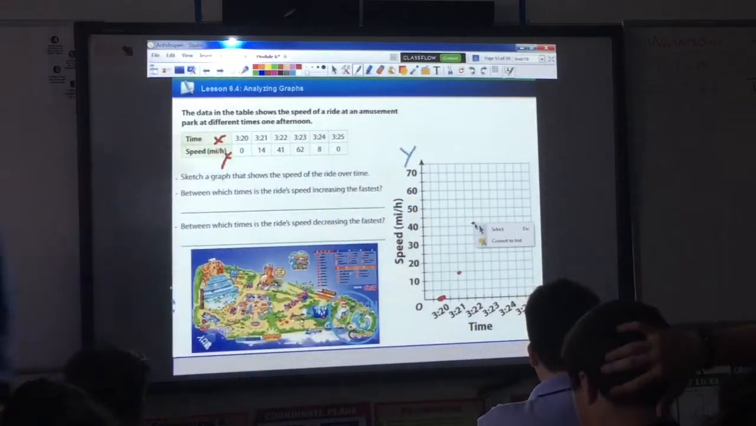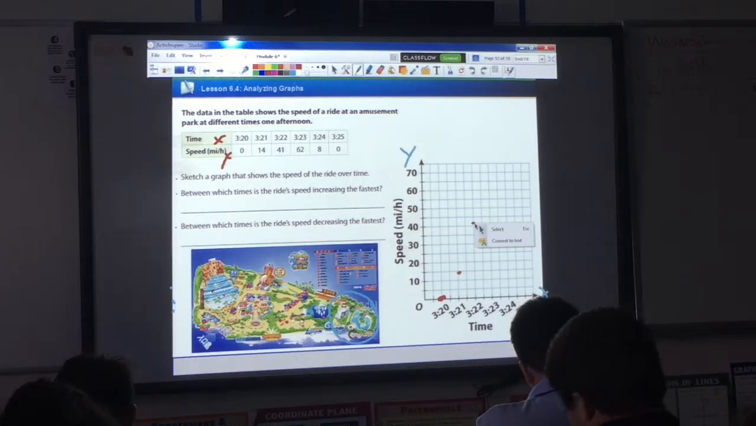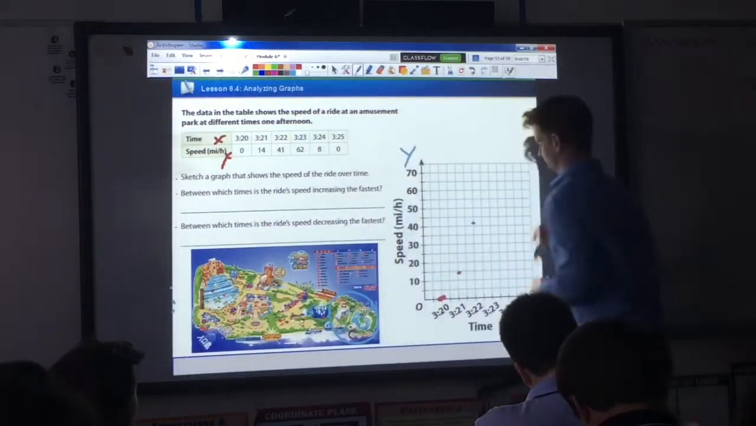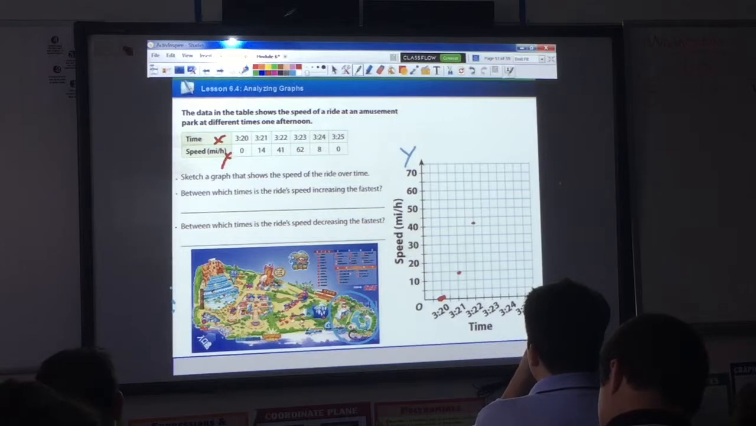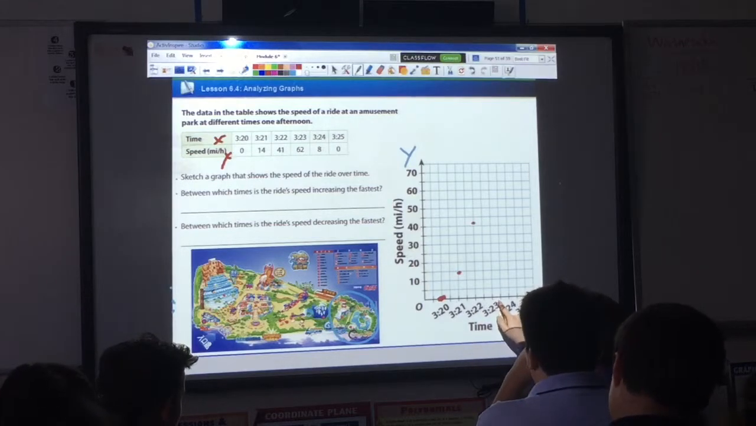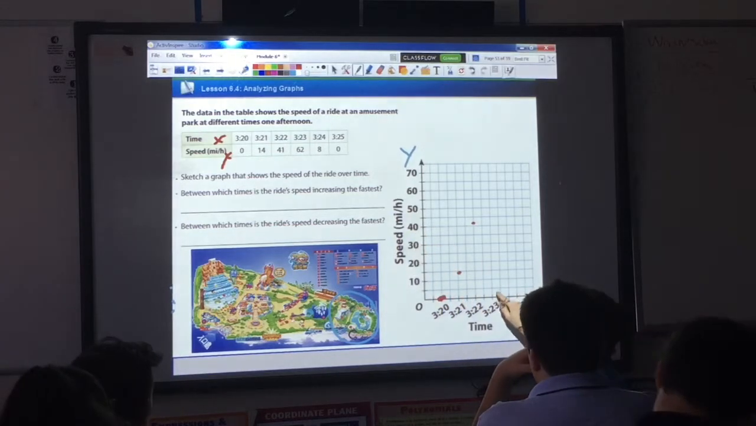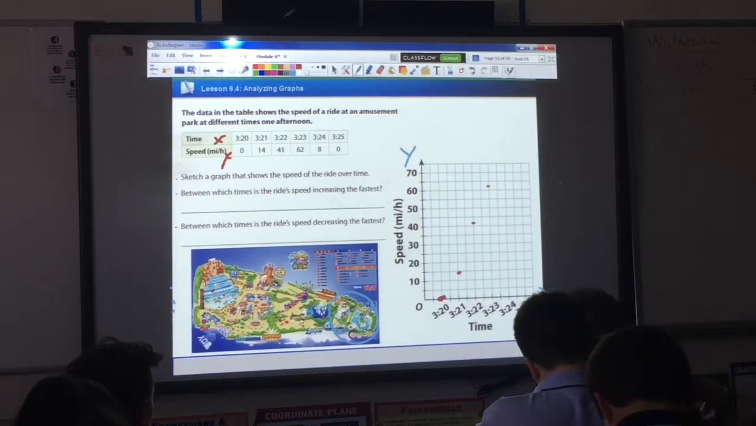And then Corey, are you with me? All right, well, help me out with this then. Corey, we need to graph the next point. What's the next point? It's 323, 62, x, y. So we go to 323, we go up to 62, which is right about there, and we have our point. Okay.